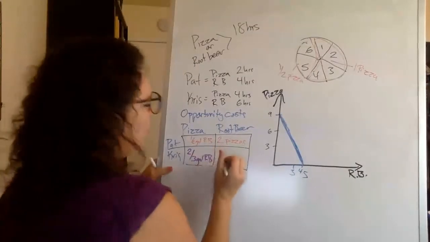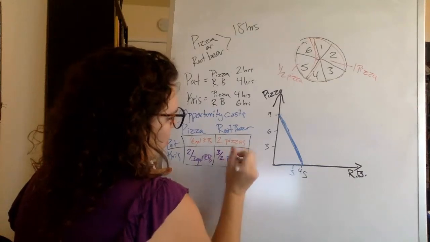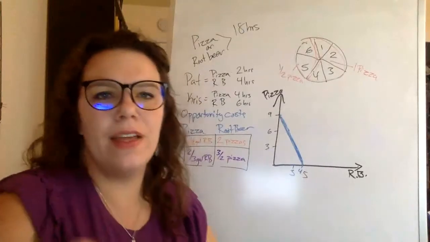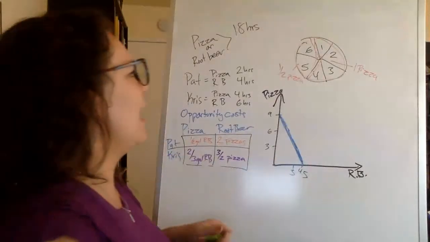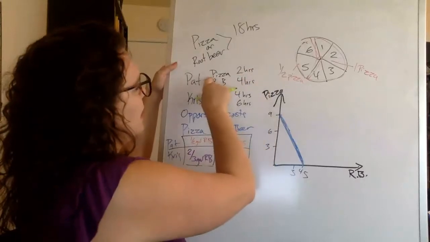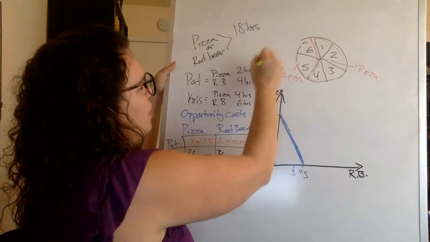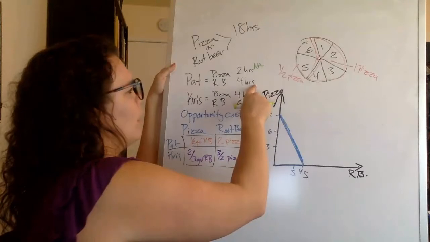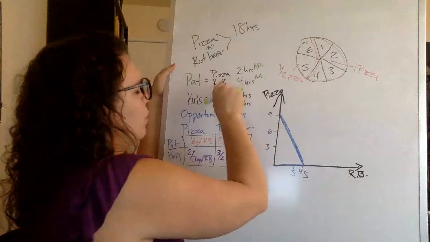So now Kris's opportunity cost of root beer is 3/2 of a pizza, or 1 1/2 pizzas. And then to find the comparative advantage and absolute advantage, one more time, for absolute advantage, we look at who has the lowest absolute cost. So in terms of making pizza, it takes Pat 2 hours, Kris 4 hours. So Pat has the absolute advantage. 2 hours is less time than 4 hours. When it comes to making root beer, Pat only needs 4 hours. Kris needs 6 hours. So Pat also has the absolute advantage in producing root beer.